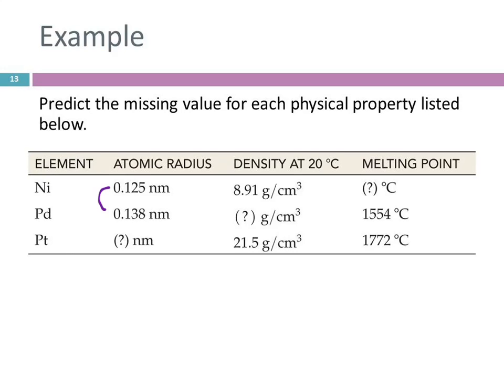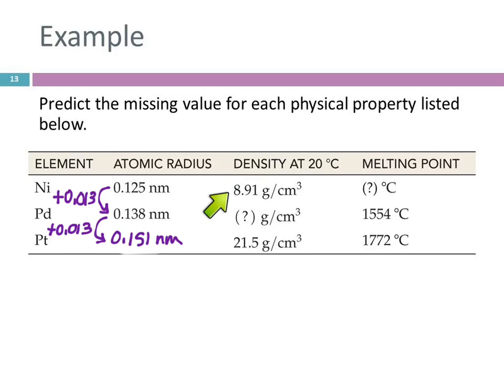So going from here to here was plus 0.013. Then we'll estimate that it's going to increase by the same amount. So we'll take and add that to 0.138. That's not what I wanted to do. And we're going to estimate that this will be 0.151 nanometers. Does that make sense?